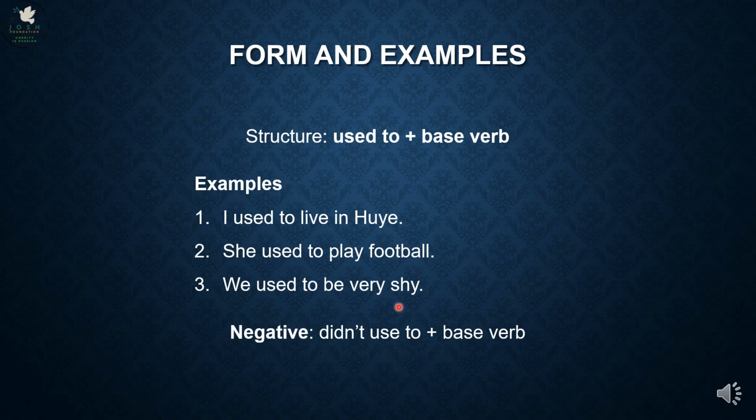When we make the negative of it, it is didn't use to, then we add V1. Didn't use to, then V1. Remember to use the correct structure like this: subject plus didn't use to, then use V1. And what does it mean? It means it was true in the past, but now at this time it is not true.